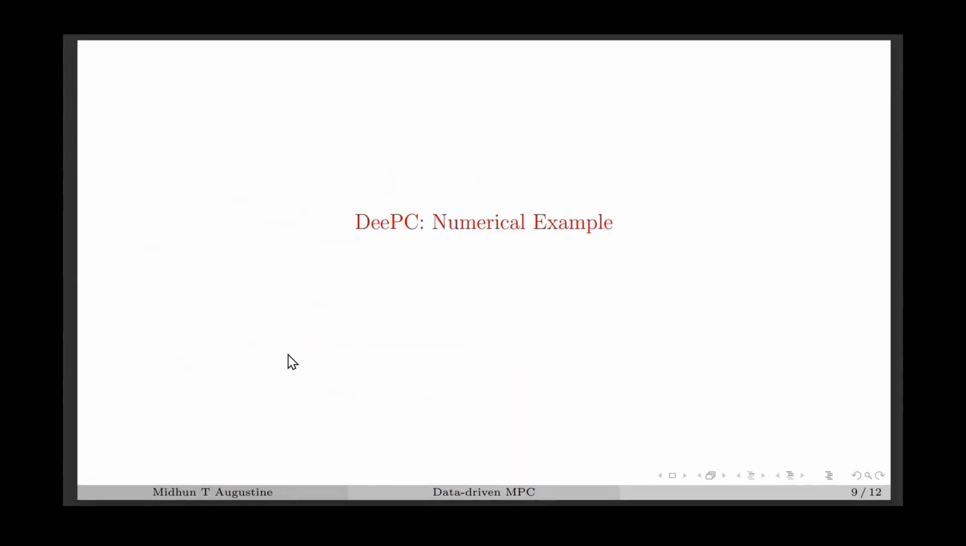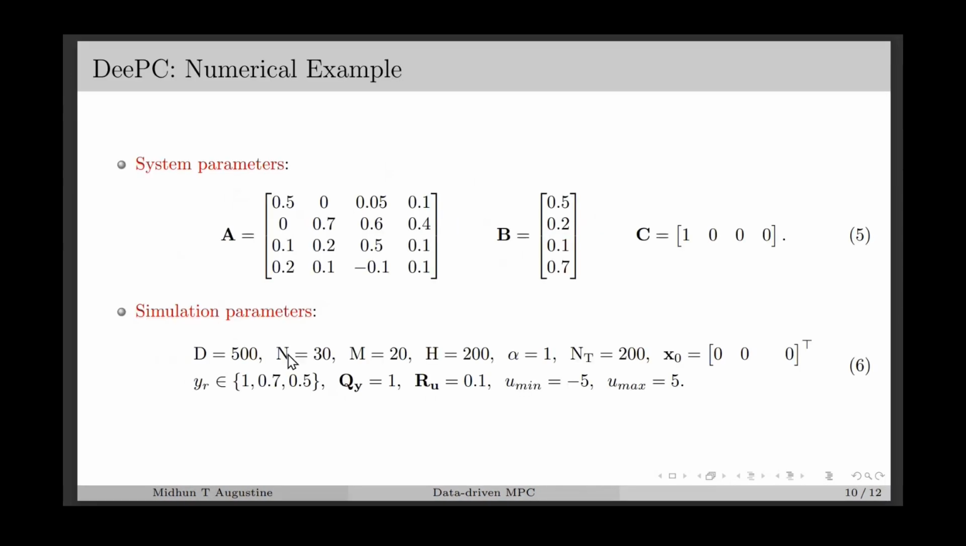Next, we move on to a numerical example to illustrate DeePC. Here, we are considering the same example discussed in the SPC lecture, where the system parameters are chosen as in equation 5, and the simulation parameters are chosen in equation 6. Here, the only difference is that we have selected this capital H as 200, and also we have an additional parameter alpha, which is chosen as 1.